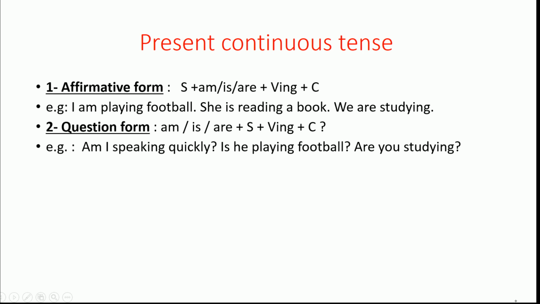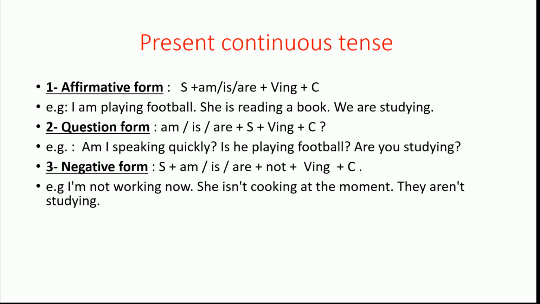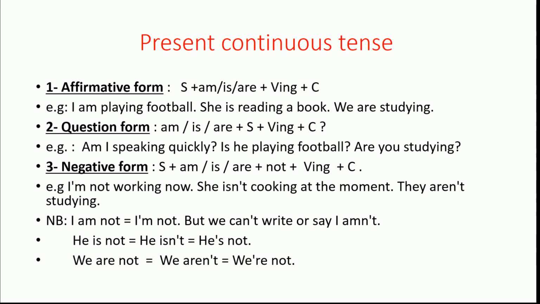In the question form, we use am, is or are plus the subject plus verb ing plus the complement. For example, am I speaking quickly? Is he playing football? Are you studying? But in the negative form, the form is subject plus am, is or are plus not plus verb ing plus the complement. For example, I'm not working now. She isn't cooking at the moment. They aren't studying.